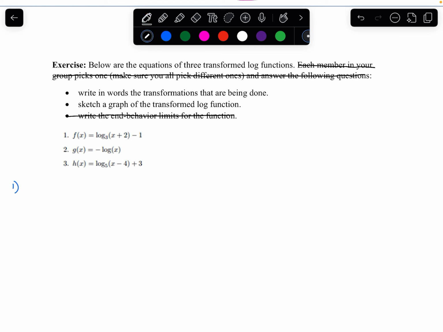Right, we have 2 transformations if we look closely. I have this plus 2 and this minus 1, right? So the minus 1 will move the graph down 1, and the plus 2 will shift, since it's on the inside, it's going to move horizontally, opposite direction, 2 units.